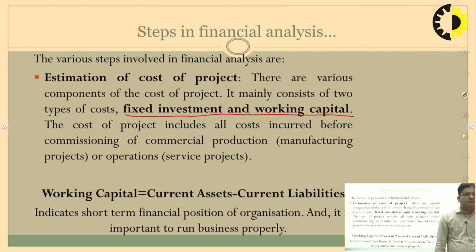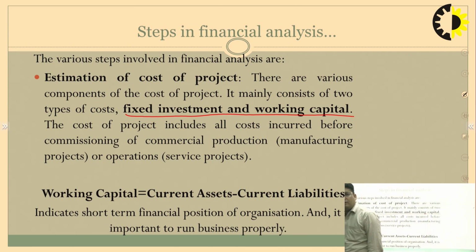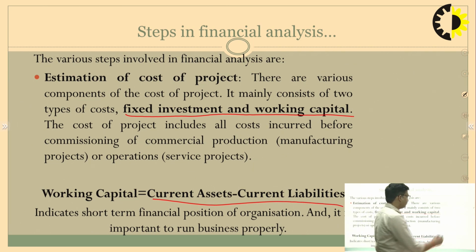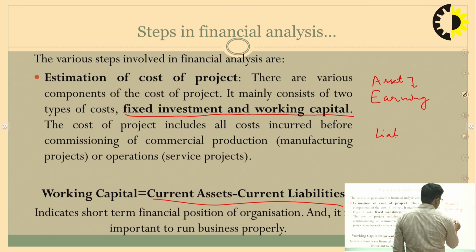Now, how to find out the working capital of an organization? So, what is the working capital? Working capital is equal to current assets minus current liabilities. Assets are the earning resources, and liabilities are the borrowings, the loans.